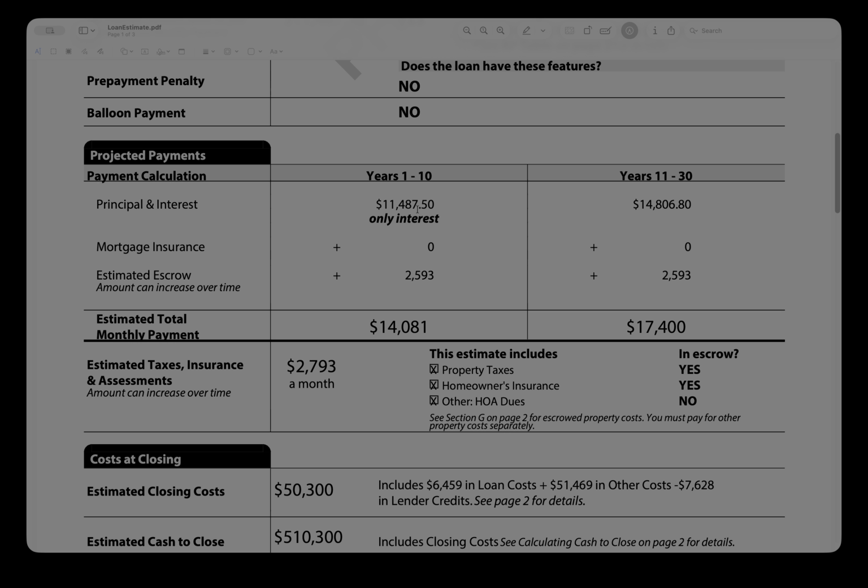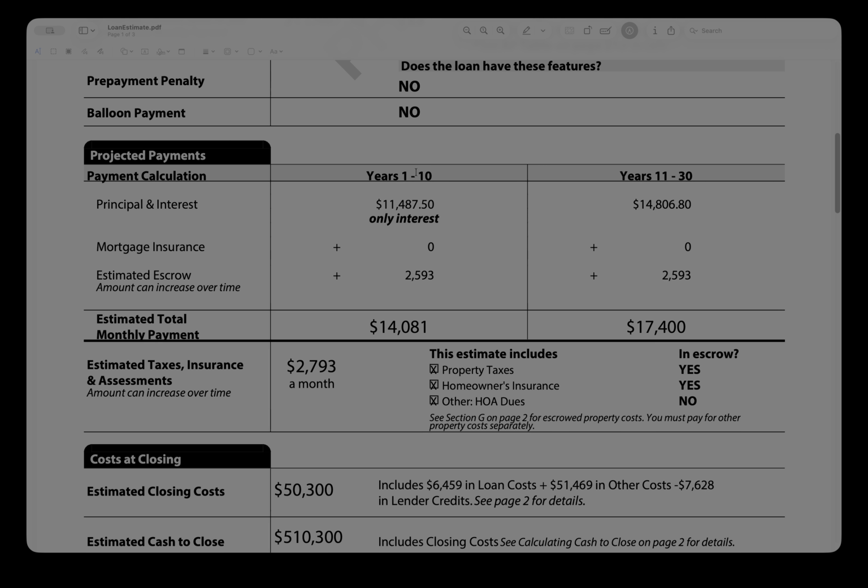Also, there is an HOA of $200 a month that is paid directly to the HOA. So that's in addition to this payment. If you observe, there is an escrow payment of 2593, but a monthly estimated payment of 2793, and HOA is not included in this monthly payment. I've tried to incorporate as much as I could within this situation.